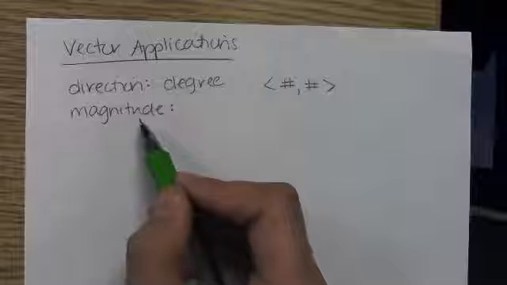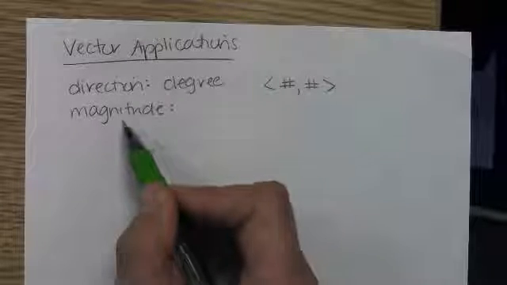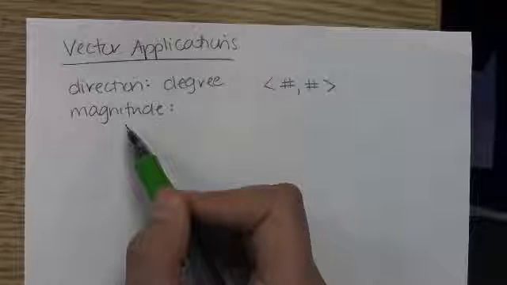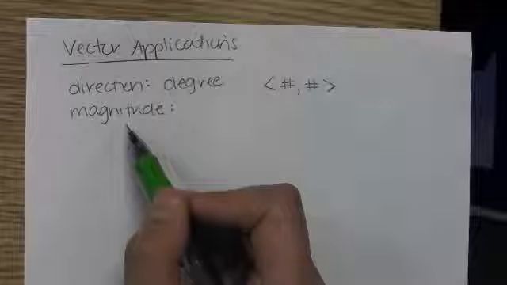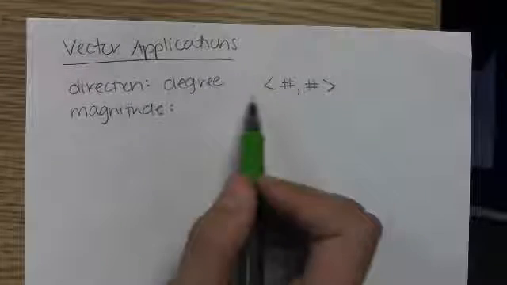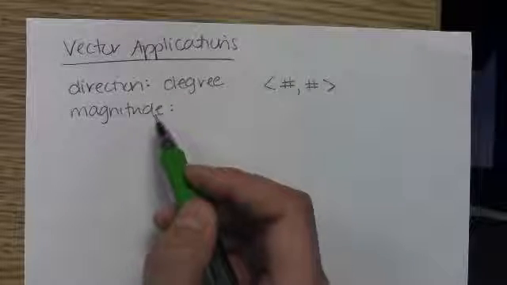Do you guys remember what the magnitude was of a vector? For what we did yesterday, what the magnitude was? It was square roots and stuff, but what did it actually mean for the vector? So this tells you that it's going left and right and up and down, and the magnitude was the length.